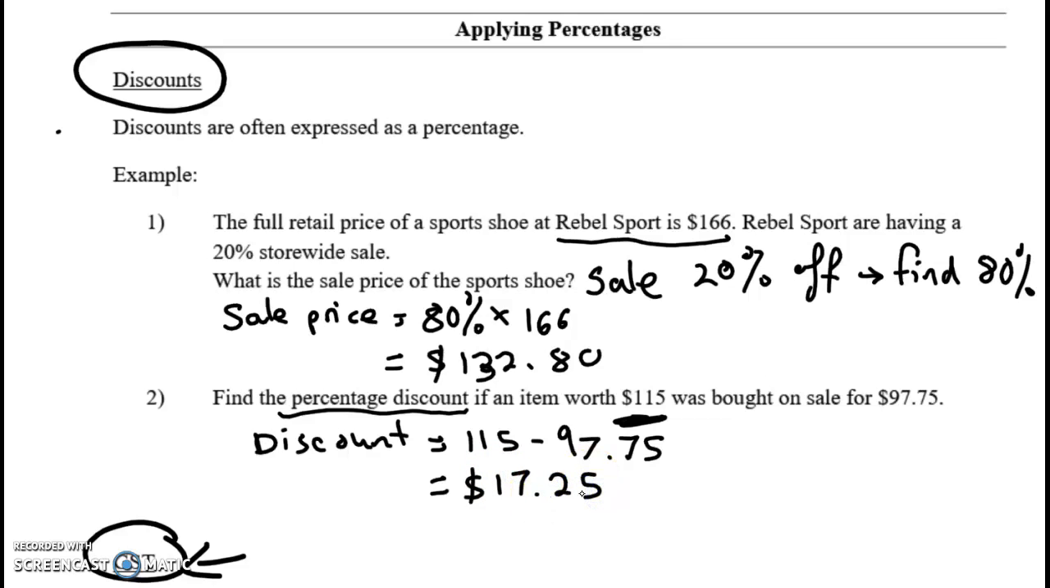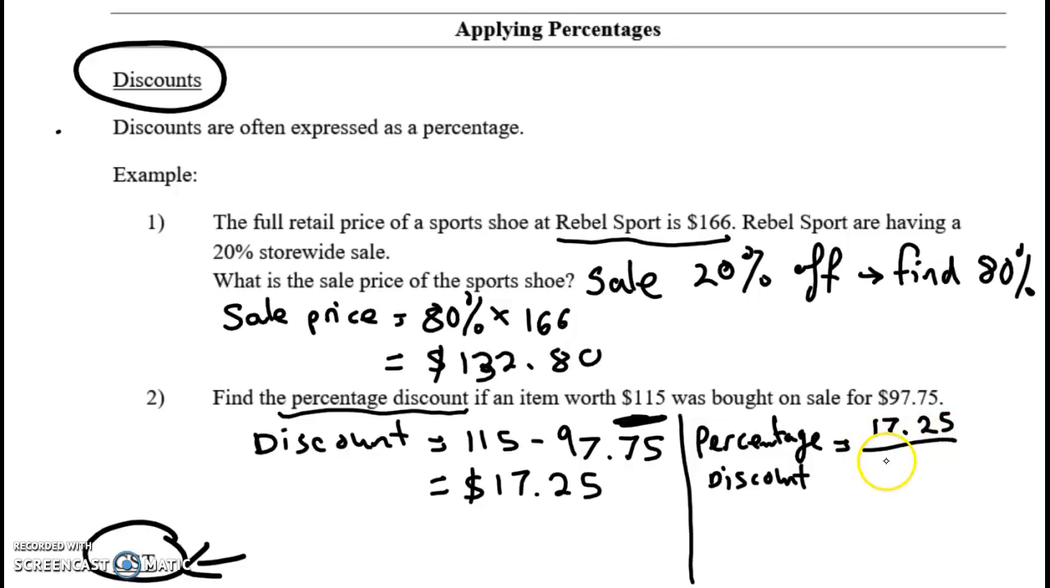So what percentage is that? So the percentage discount is equal to 17.25 divided by 115. So what percentage is the discount over the whole amount? And on your calculator, that'll come out as 0.15, which of course is an easy conversion. That's 15%. All right, so 15% discount.